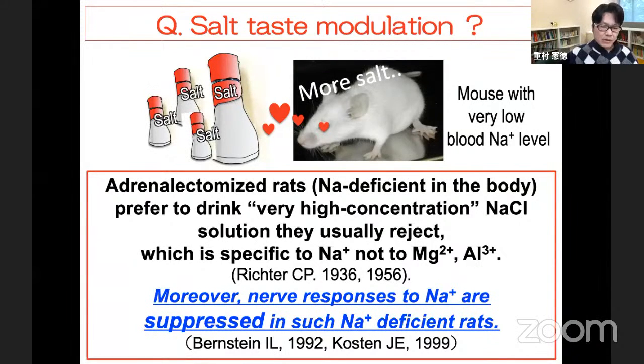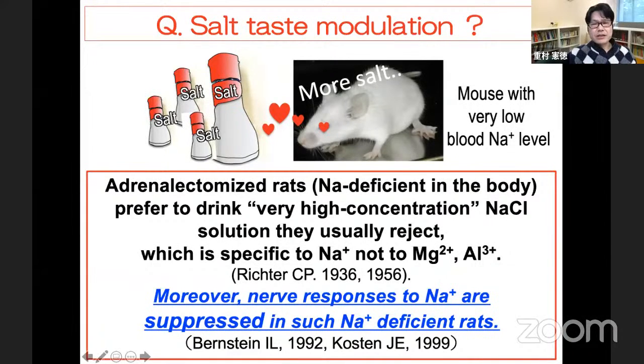Firstly, I'd like to talk about the background of our salt taste studies. Before starting the research, the big question was whether salt taste sensitivity is modulated. A long time ago, it has been reported that in adrenalectomized rats, sodium deficient in the body, with very low blood sodium level, they prefer to drink very high concentration of sodium chloride solution. They usually reject it.